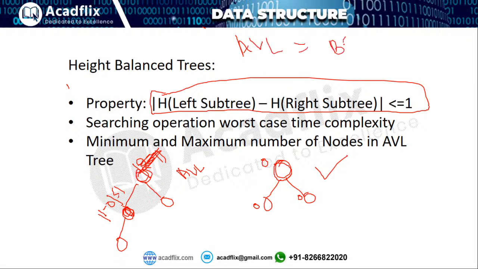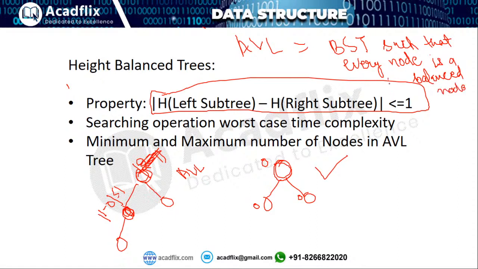So basically the thing is that a height balanced tree, or basically an AVL tree, is a binary search tree such that every node is a balanced node, a height balanced node. Now what do I mean by a height balanced node? It means that the mod of the height of the left subtree minus the height of the right subtree is less than or equal to 1. Fine. So every node in an AVL tree should follow this property.